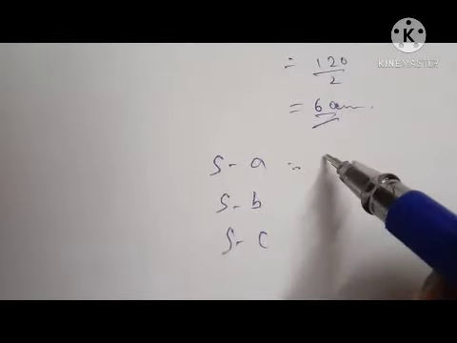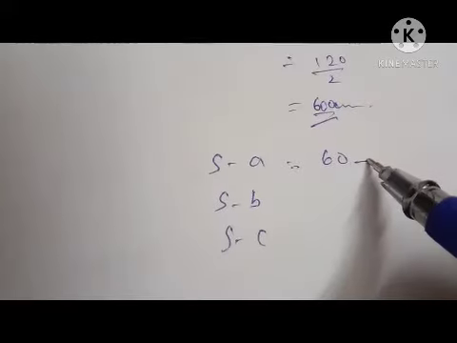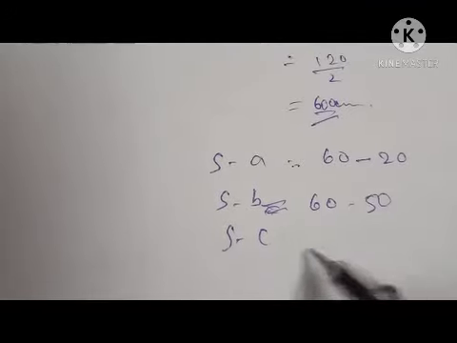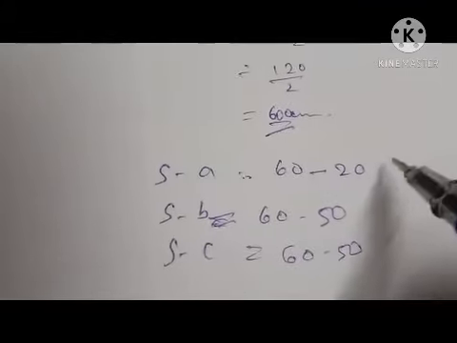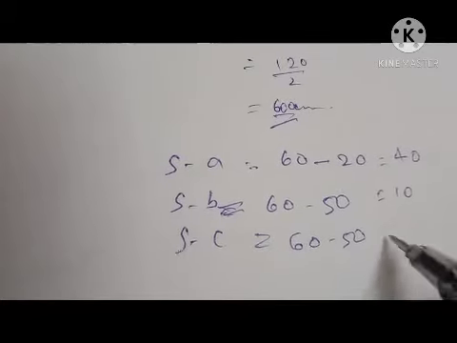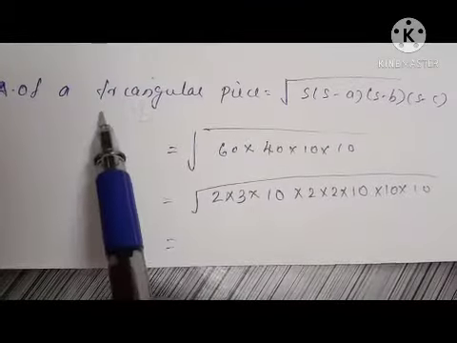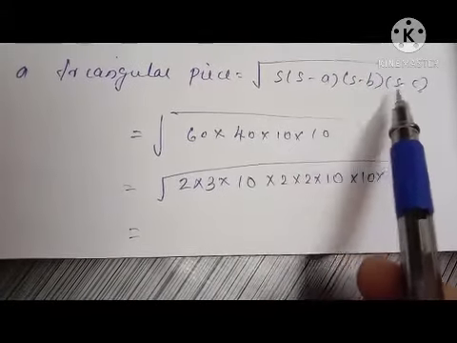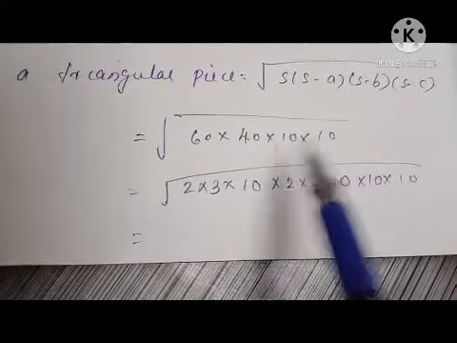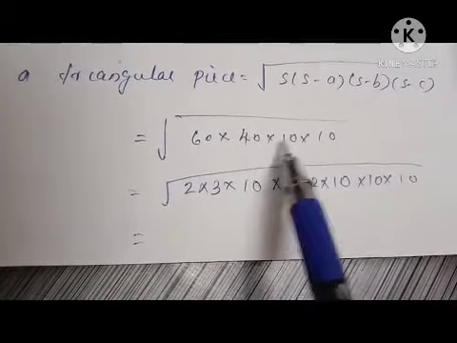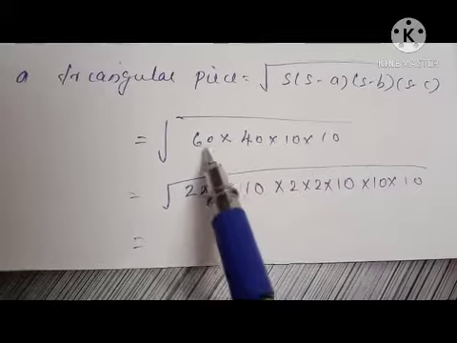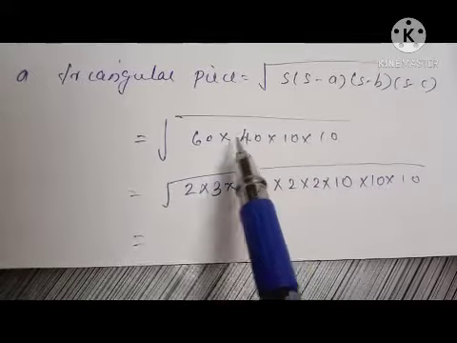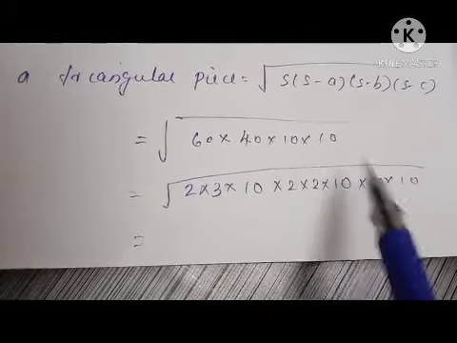Then we have to find S minus A, S minus B, S minus C. S minus A means what? 60 minus 20. Then S minus B, 60 minus 50. This is also 60 minus 50. So 40, 10, 10. The area of a triangular piece is equal to root of S into S minus A into S minus B into S minus C. Then substitute the values. From here itself we know that 10 is the factor for all the terms. So we can write that as 6 into 10. 6 means 2 into 3. 4 into 10. 4 means 2 into 2. Then this 10, this 10.